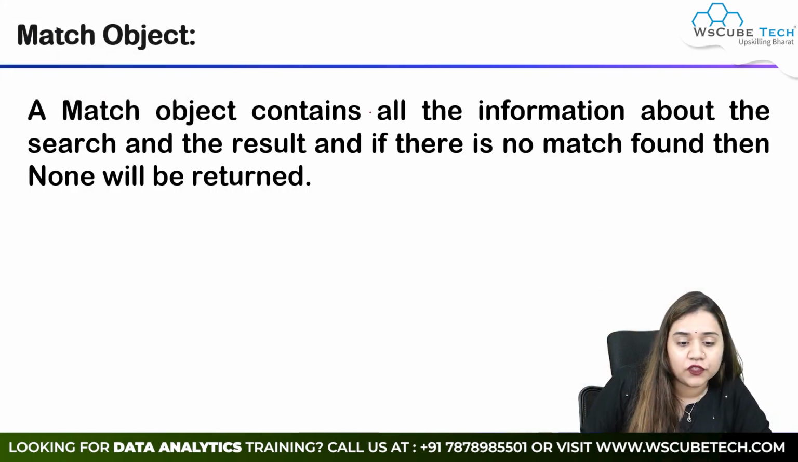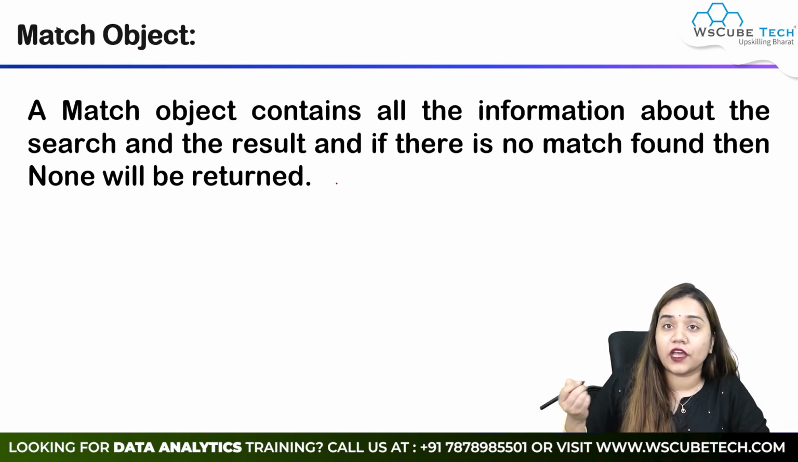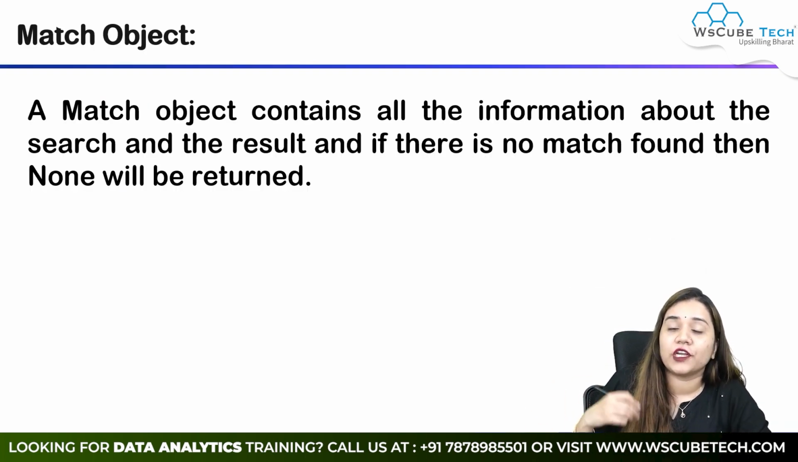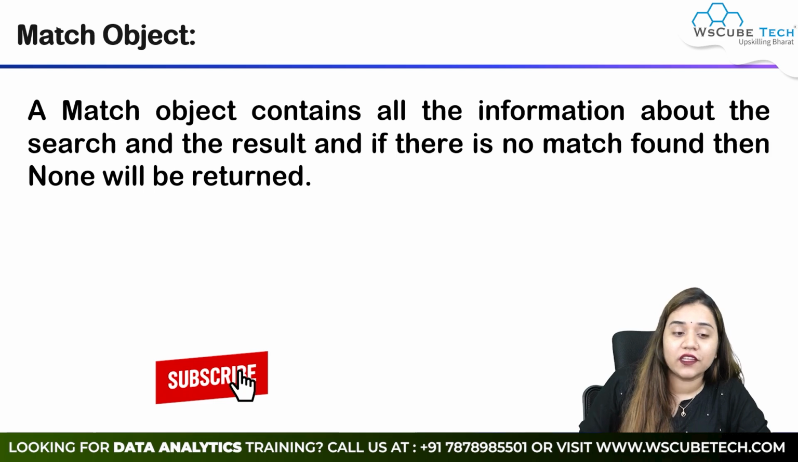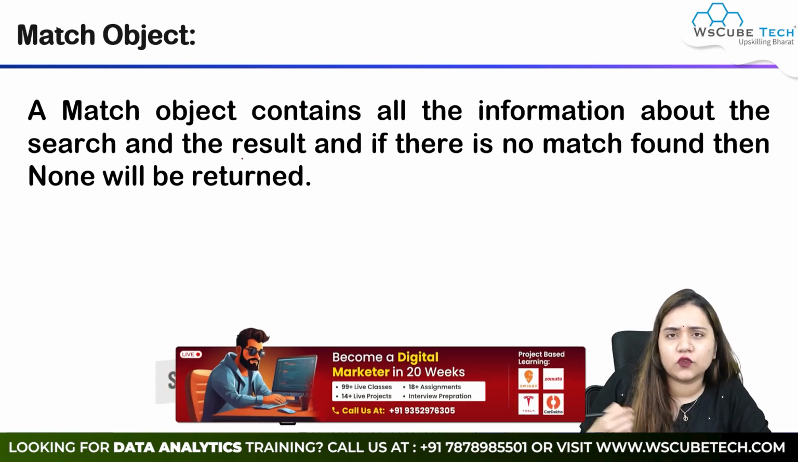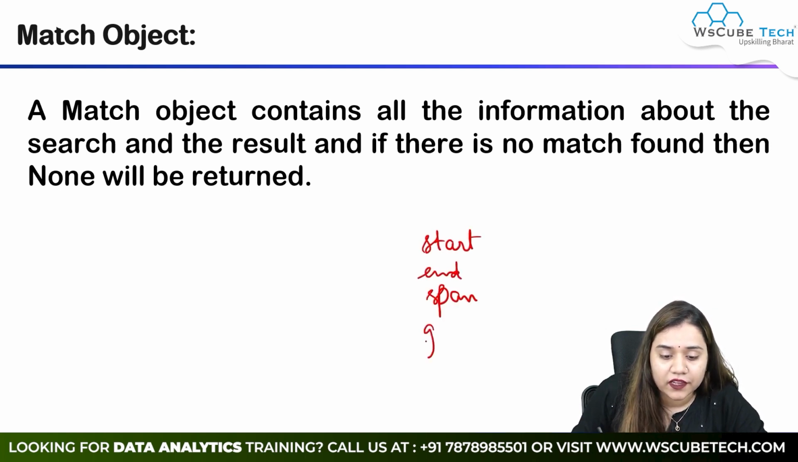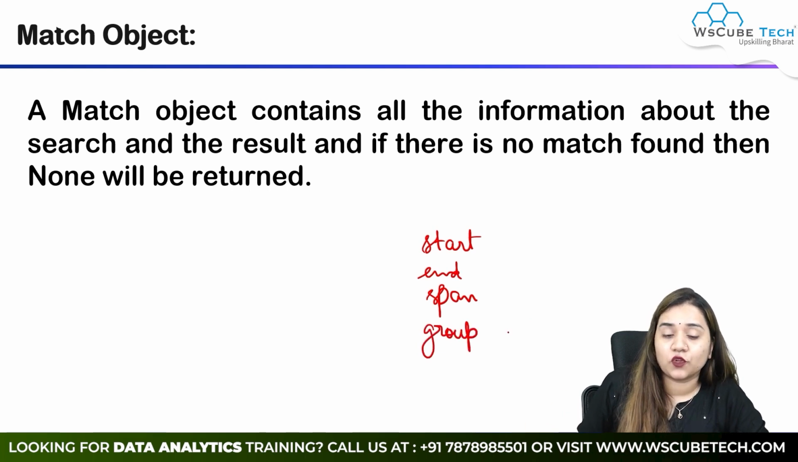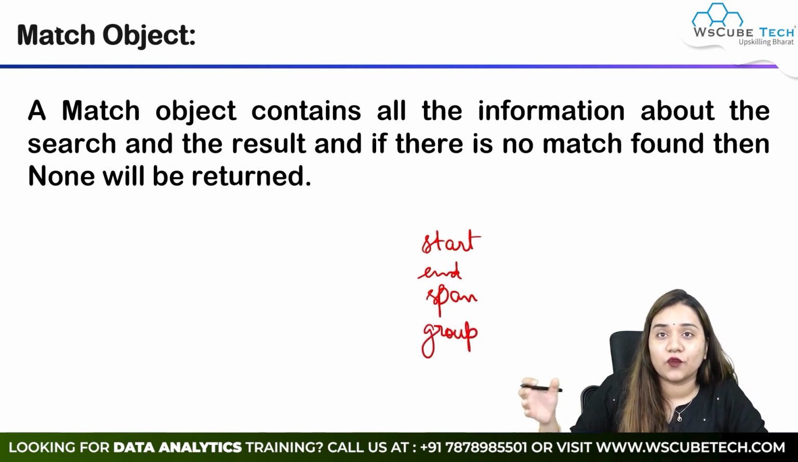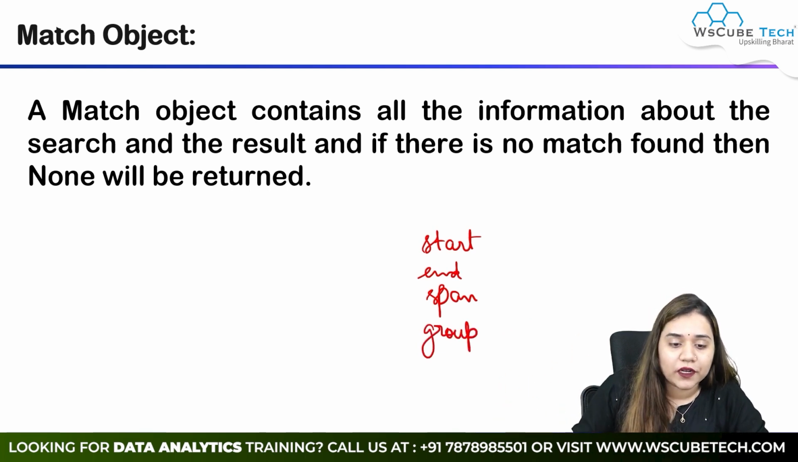So guys, the match object is something that contains all the information about the search. If you have used the search function, whatever information the search is holding, the match object contains it all, and it uses different functions. For example, the starting value, the ending value, the span, and you can group the values. You can obtain the values from the group that you want, the first group value or the second group value. So you can obtain all those things with the help of the match object.